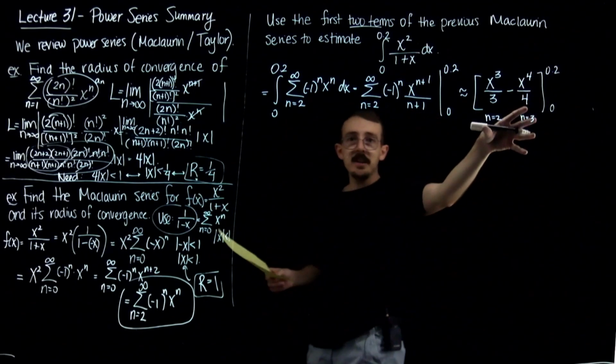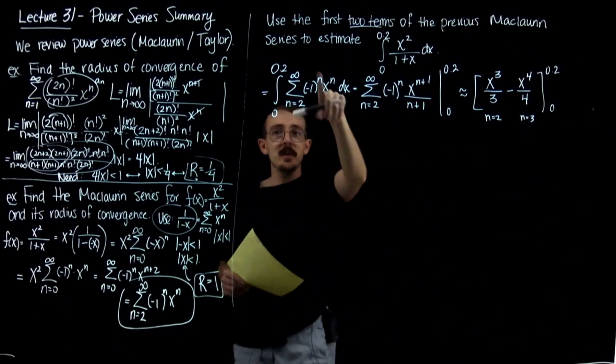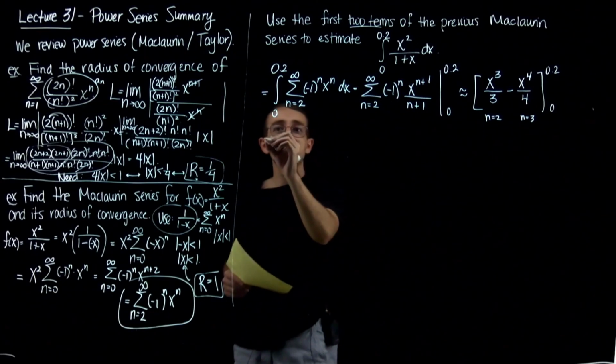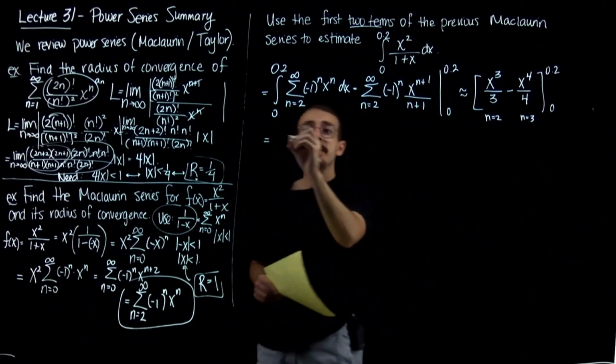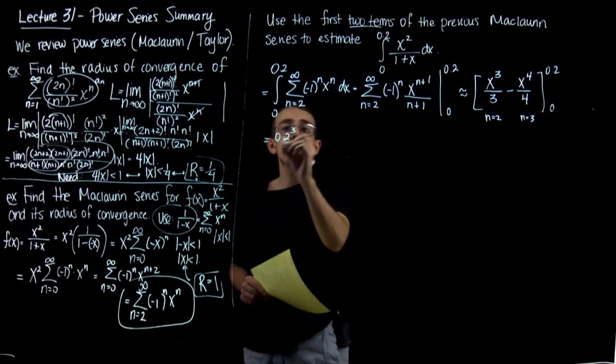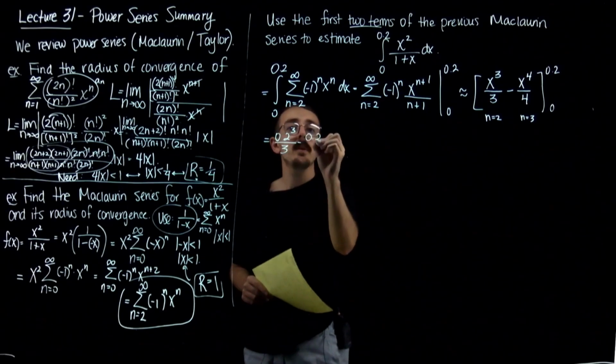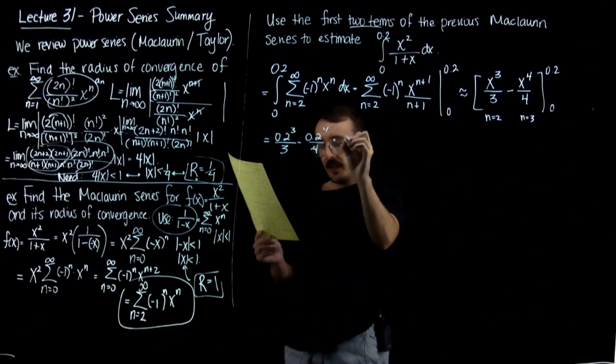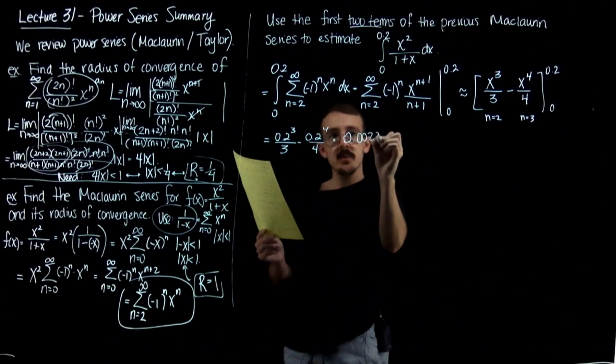So this is an estimation of what the true integral is going to be. I guess this one up here is what we started with. If you plug in 0.2, remember 0 doesn't matter here, you're just going to get 0.2 to the third over 3 minus 0.2 to the fourth over 4. And I'll let you know that that's 0.00226 repeating.